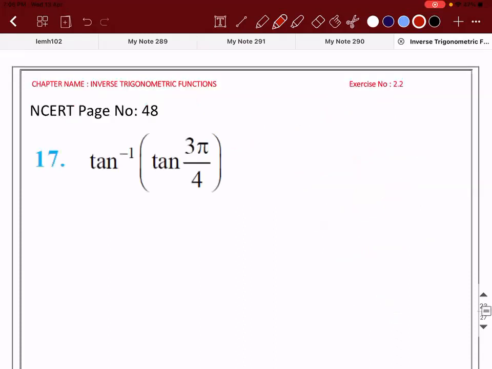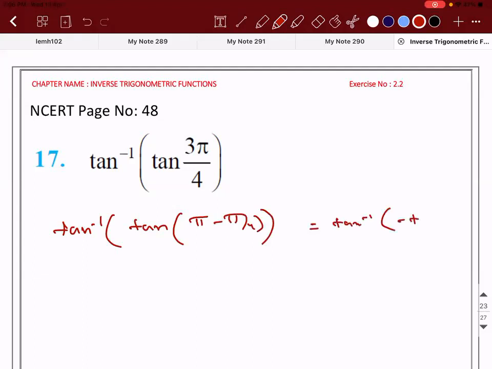Okay. So using the same logic, do this. Tan inverse of tan 3 pi by 4. I got the answer. So you do not write 3 pi by 4 because it does not belong to minus pi by 2 to pi by 2. Correct? Okay, pi minus pi by 4. So tan inverse of tan of pi minus pi by 4. Right. So this is tan inverse of minus tan pi by 4.